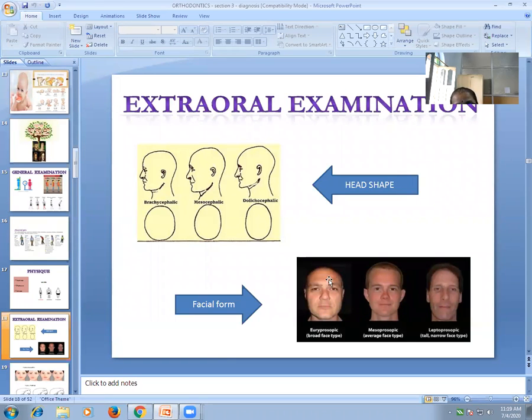Euryprosopic, both are equal, likewise brachycephalic. Width and length are equal, a broad face. Leptoprosopic, length is more than the width. It is a long face. A long face will exhibit narrow and crowded arches. Euryprosopic, broad arches.